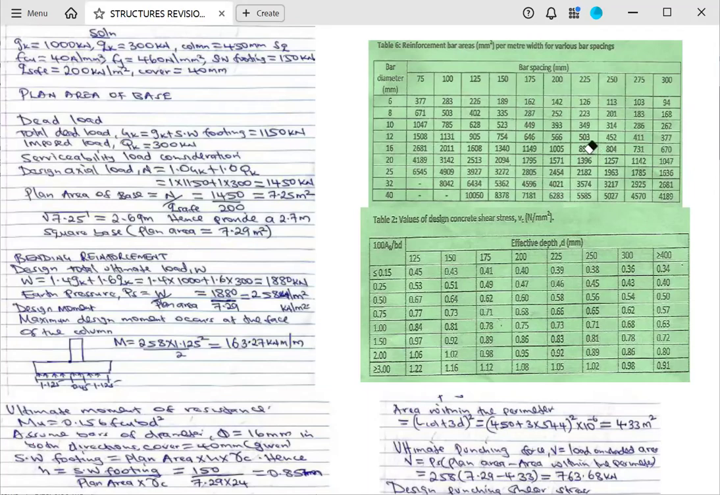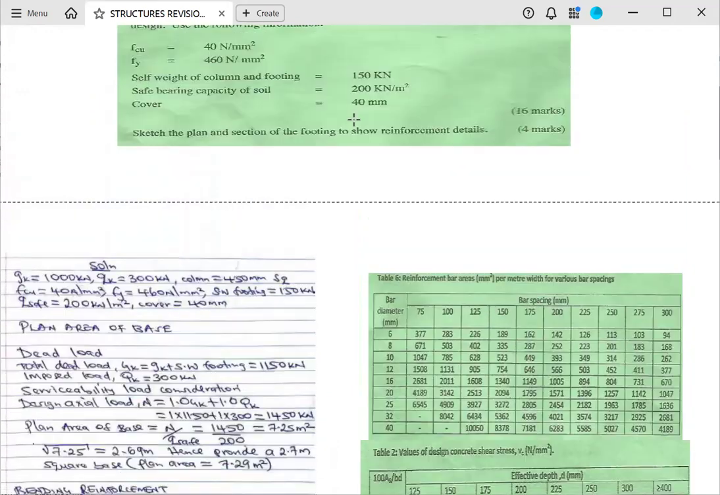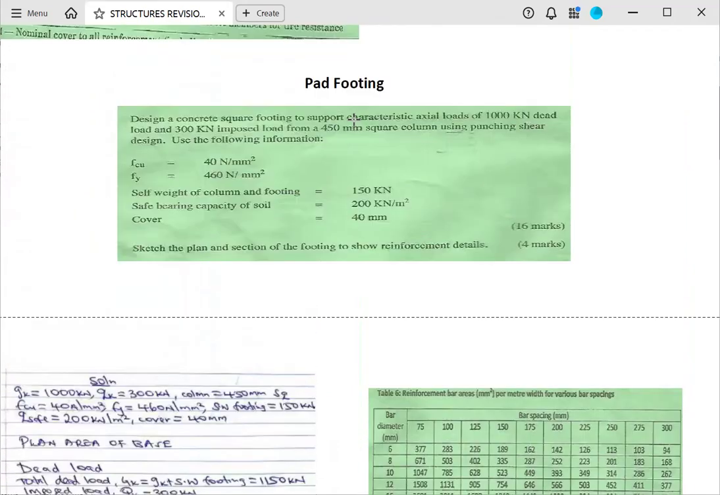So today we want to look at the design of a pad footing using the BS8110 code. The question is: design a concrete square footing to support a characteristic axial load of 1000 kilonewton dead load and 300 kilonewton imposed load from a 450 millimeter square column using punching shear design.